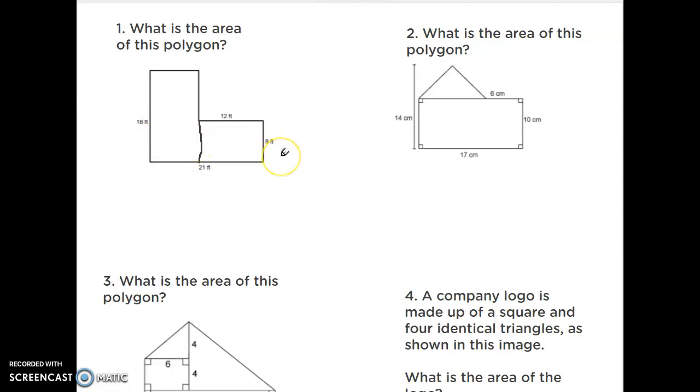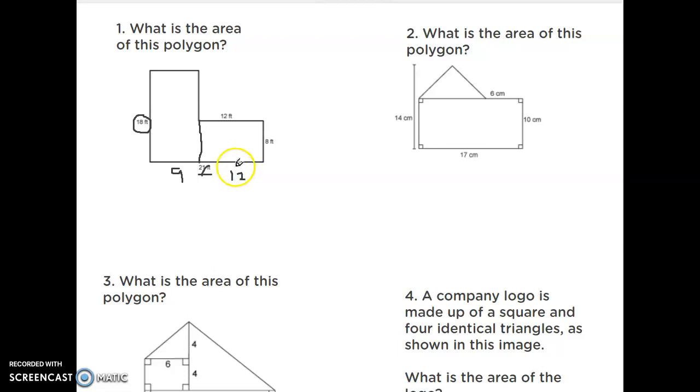We have 2 different rectangles here. We have a dimension here of 18 feet, but this 21 feet describes this whole side, and we need to know how much just this side is. So we could do 21 minus 12 to get this dimension here. If we do 21 minus 12, we get 9. So this is 9, and then this is 12.